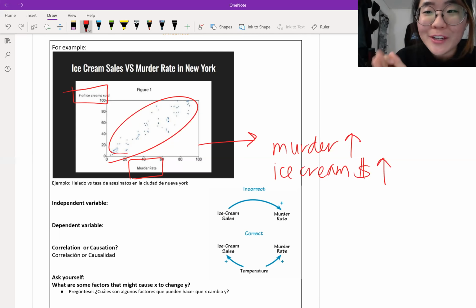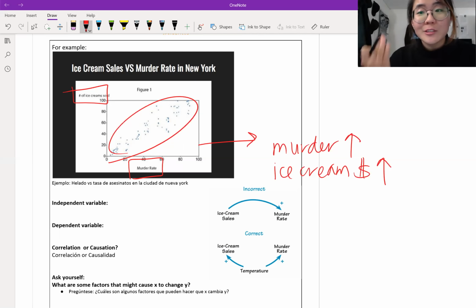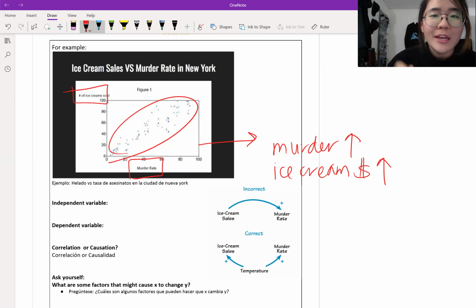So this is going to be a great example of how we can collect actual data and show a correlation, show a relationship, but it doesn't necessarily mean causation. So everybody get ready to write down. So our independent variable is our murder rate. And our dependent variable is the number of ice cream sold.